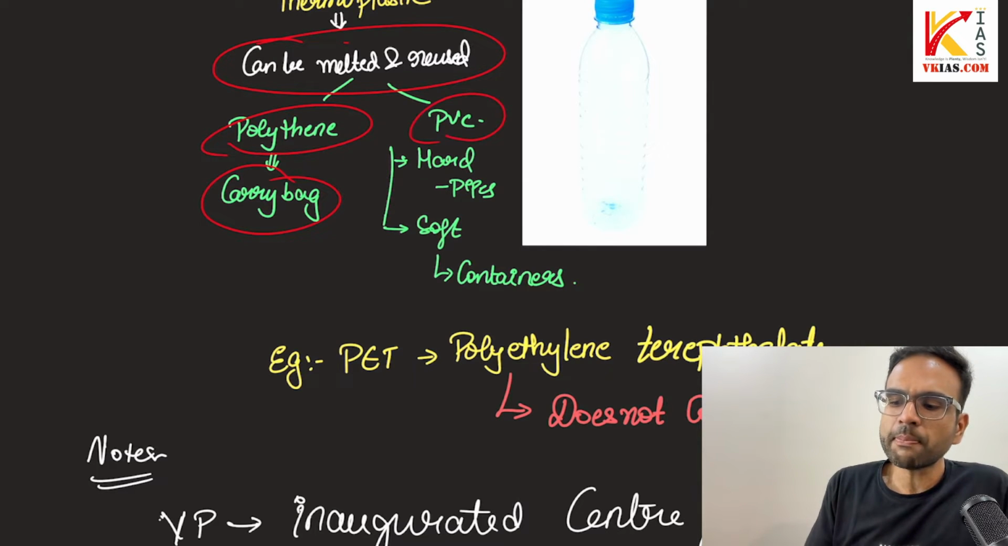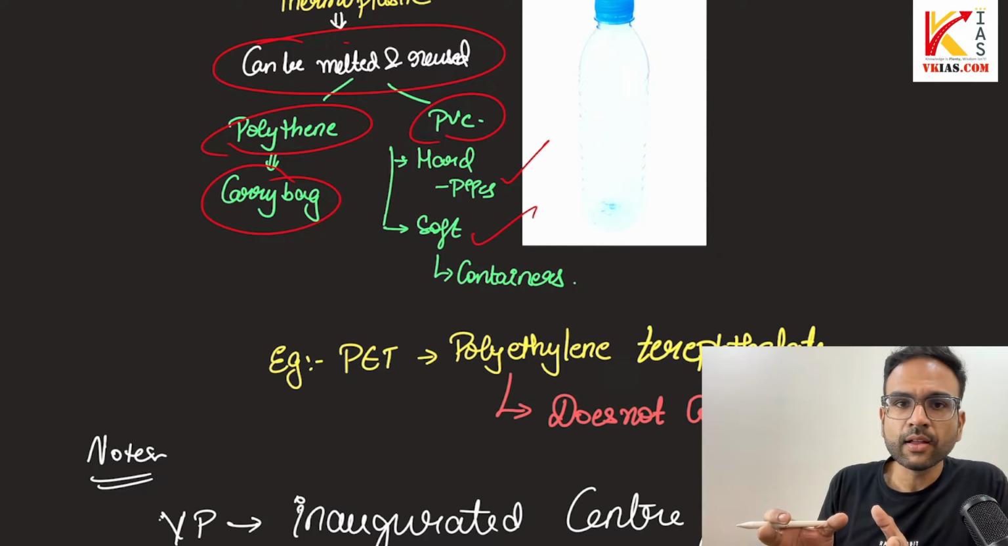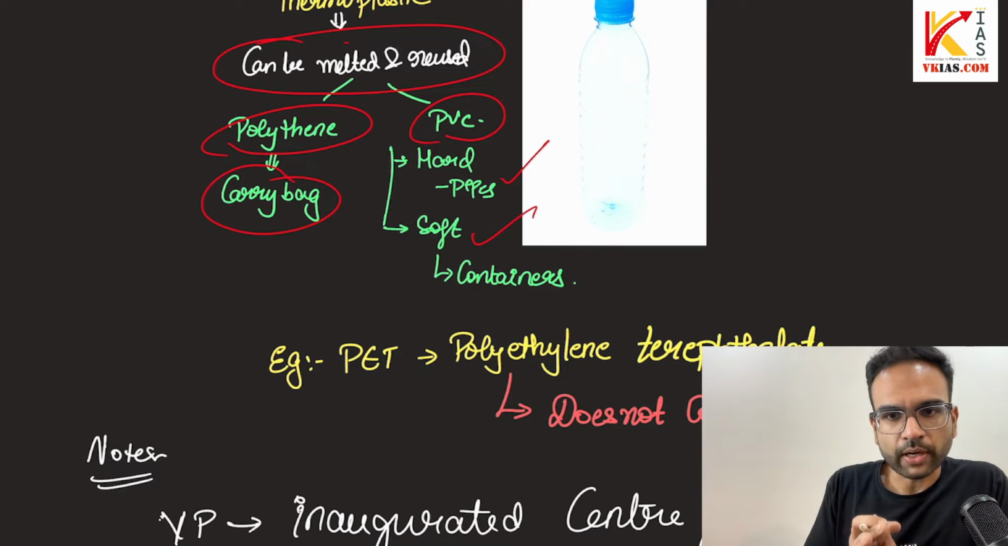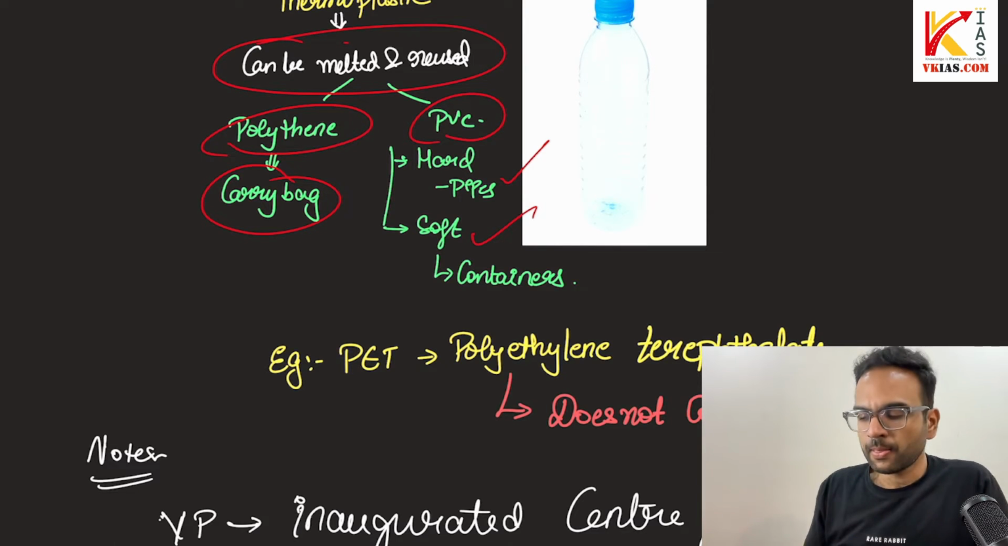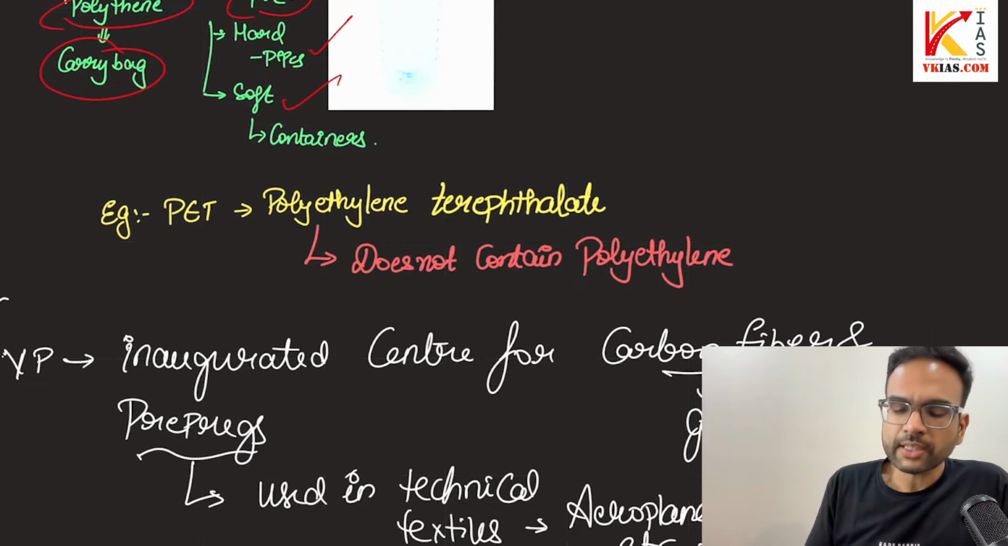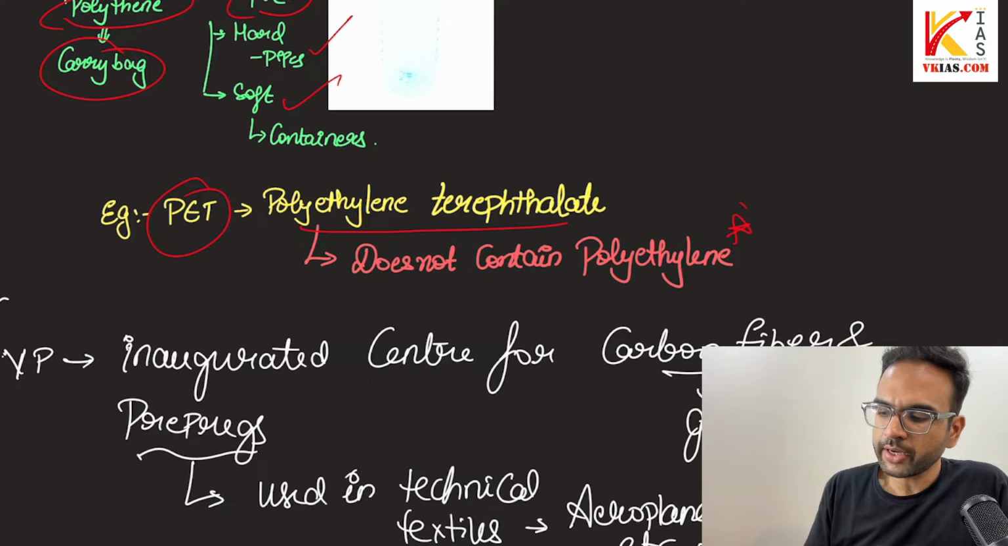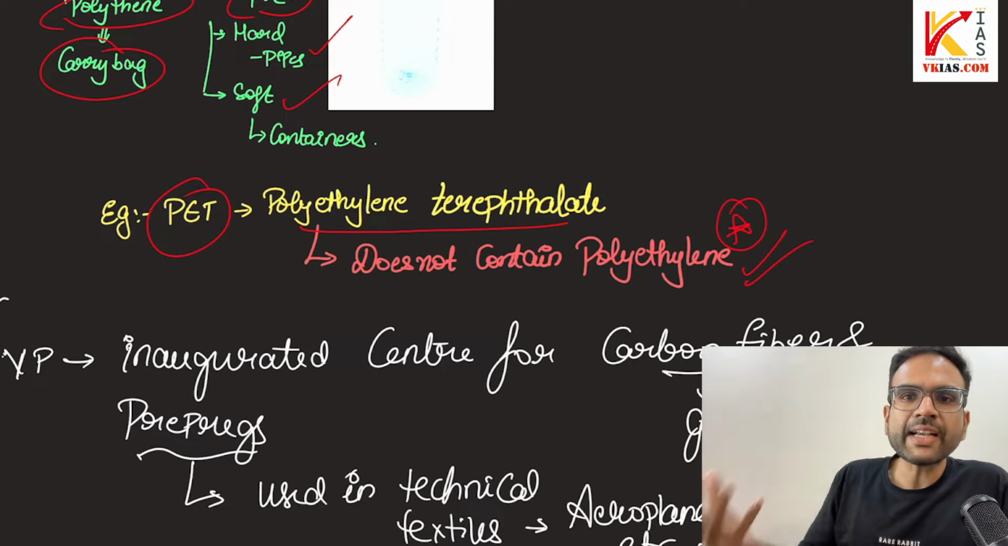And then you also have the PVC pipes. It is also one kind of thermoplastic. Of course, depending on the density, they can be hard pipes as well as soft pipes. But chemically, they are thermoplastics only. Okay? You can also take one more example, PET bottles, polyethylene terephthalate. They do not contain polyethylene. Please note this point. This fact was asked many times in different examinations.